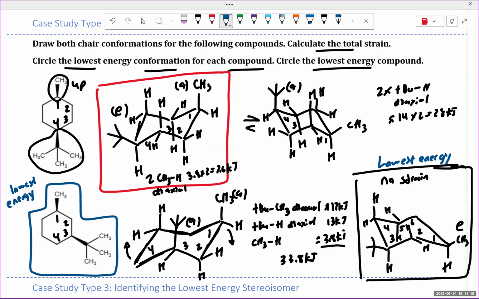Now, this was the quantitative approach. The qualitative approach is just simply if we compare the lowest energy conformations. In this structure, the methyl group is axial. In this conformation, the methyl group is equatorial. So this lowest energy conformation of the lowest energy molecule places the most substituents equatorial and minimizes 1,3-diaxial strain.